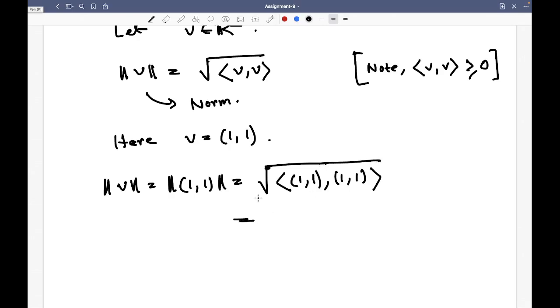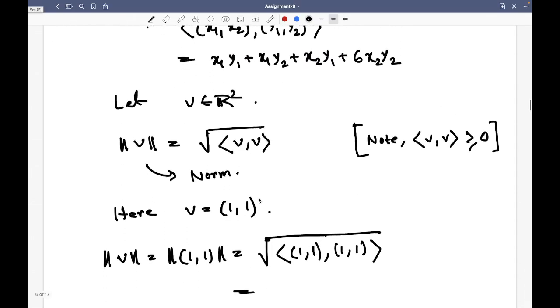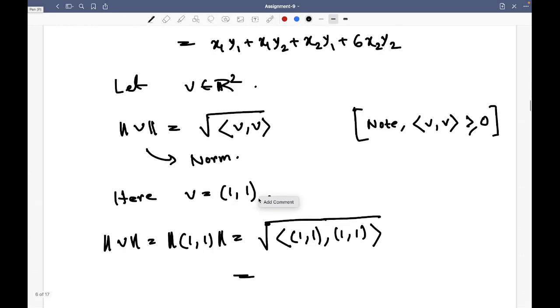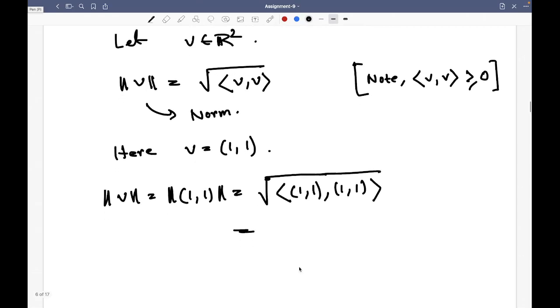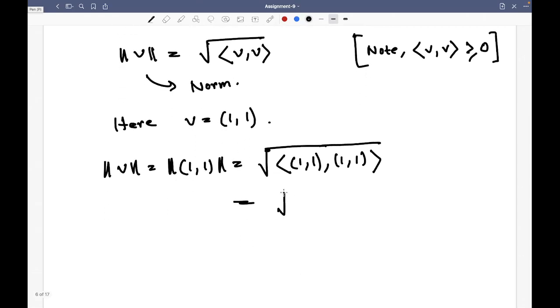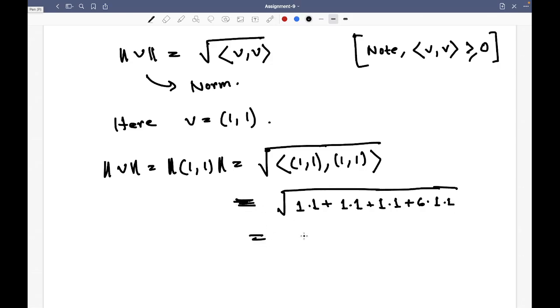And what is the inner product? This is x1 y1 plus x1 y2 plus x2 y1 plus x2 y2, right? So x1 y1 means 1 dot 1, plus again 1 dot 1, plus again 1 dot 1, plus 1 dot 1, right? So this is by the definition of the inner product.